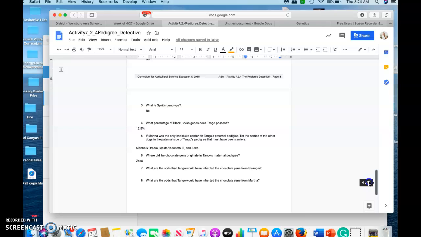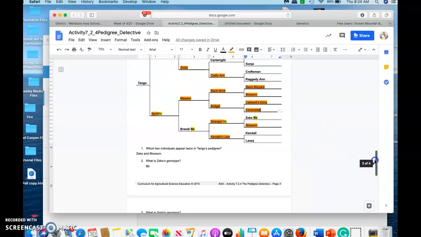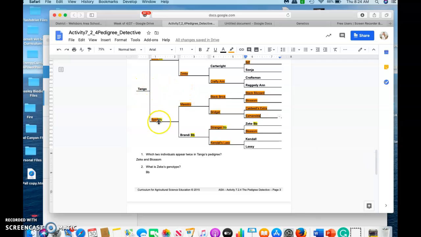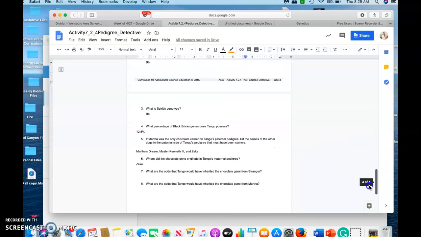What are the odds that Tango would have inherited the chocolate gene from Stranger? So it's asking the same question as number 4. What percentage of Tango's genes come from Stranger? If we come up here, 50% from Spirit, 25% from Maestro and Brandy, that means 12.5%, or 1/8.